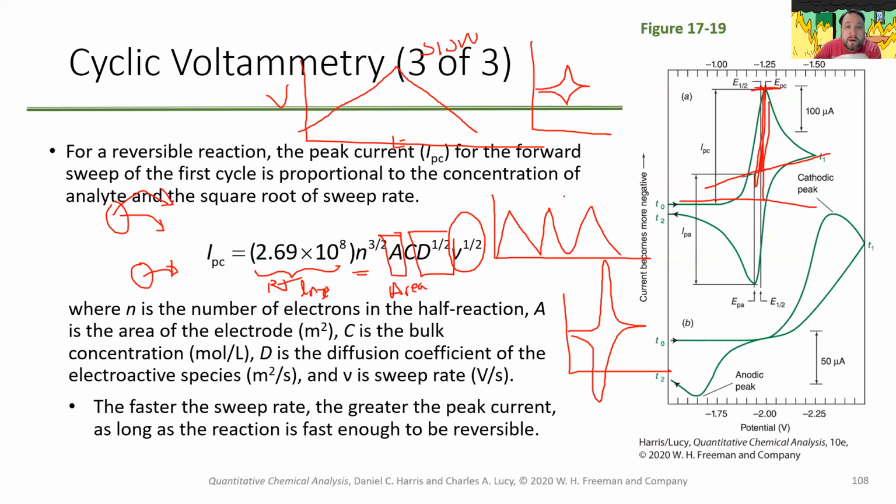Sometimes if you want to look at a molecule and know something about how it behaves in solution, that diffusion coefficient is important because it's related to things like what's the charge on the molecule, how big is it? It's basically saying how fast that molecule can move when it takes this random diffusion path through a solution. The faster the sweep rate, the greater the peak current, as long as it is fast enough and reversible.